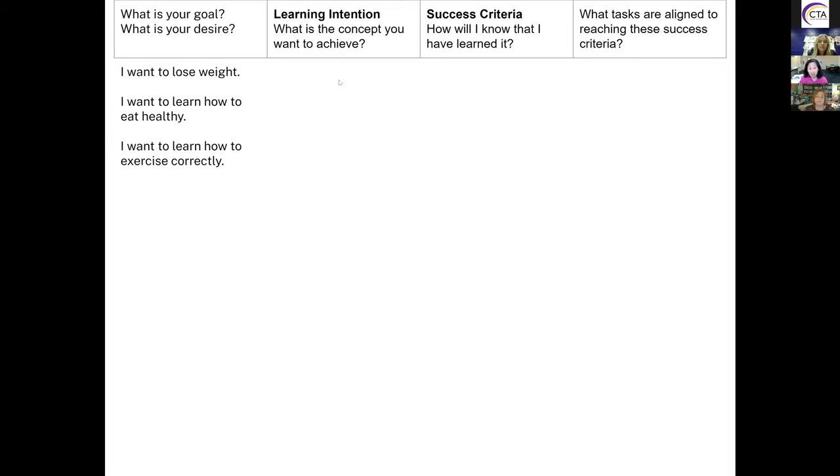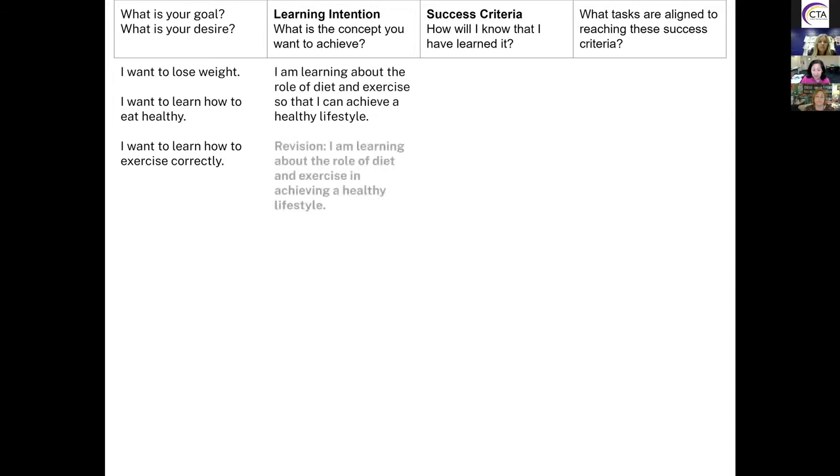So here's an example of taking these goals into a learning intention. I'm learning about the role of diet and exercise so that I can achieve a healthy lifestyle. I've decided I want to revise this a little bit more so that it's a little bit more clear for my students. I'm learning about the role of diet and exercise in achieving a healthy lifestyle.